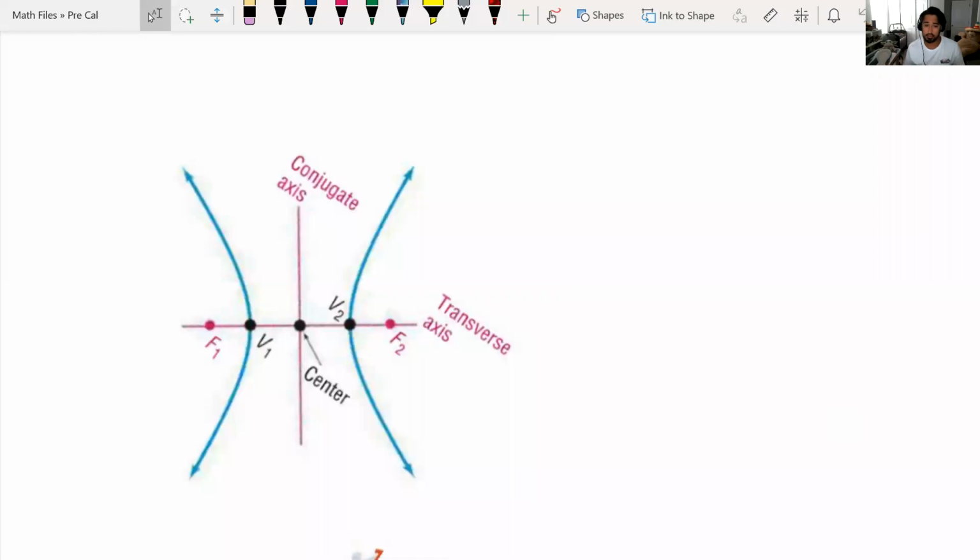Okay. So we've been dealing with conics, circles, parabolas, ellipses, and now we're on hyperbolas. And not much has changed. A is still the distance from center to vertex. C is still the distance from center to focus. And what's not shown here again is the minor points. So let's go ahead and plot those. So here would be minor point 1 and minor point 2.